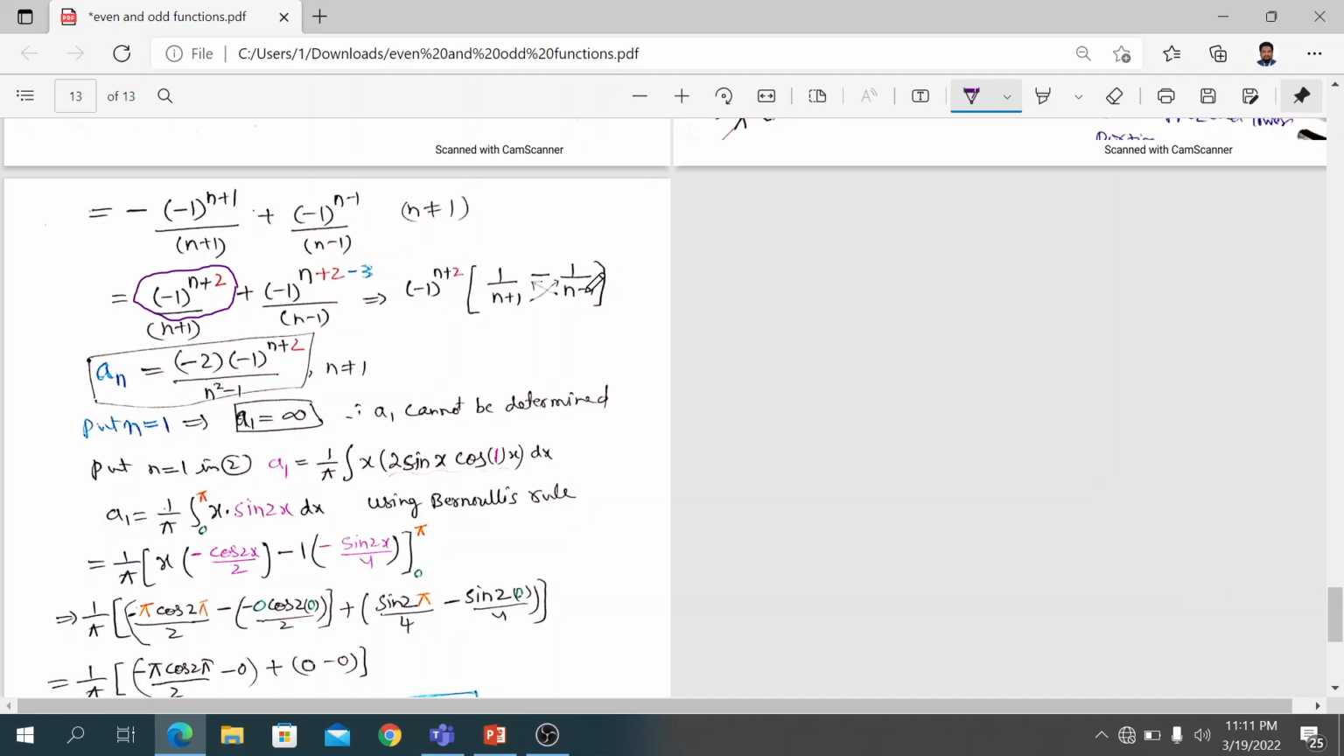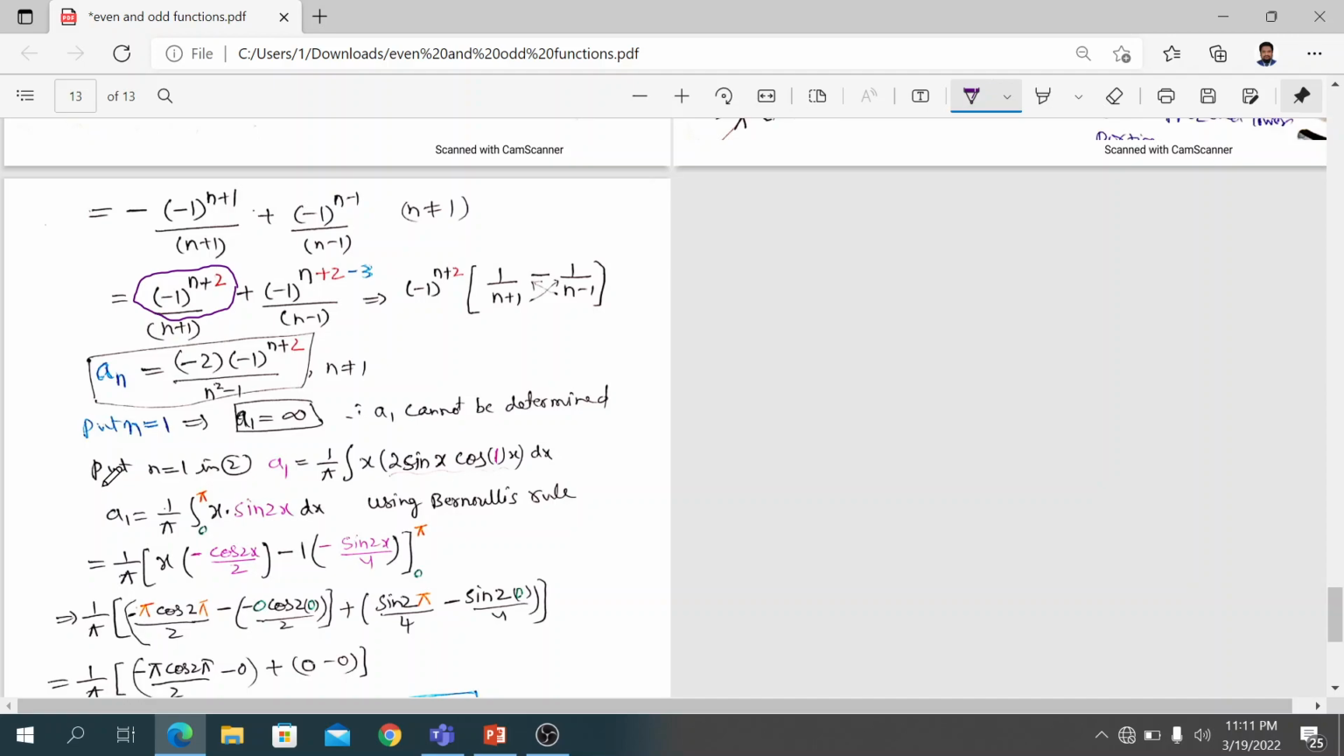Take out LCM: (n minus 1) by (n minus 1), (n minus 1) minus of (n plus 1) by (n plus 1)(n minus 1), which is n square minus 1. It becomes this: minus 2 minus 1 power of n plus 1 by n square minus 1, where n not equal to 1. Now here put n is equal to 1. Here 1 minus 1 square, 1 minus 1 is 0. Something by 0 means infinity. So a1 cannot be determined.